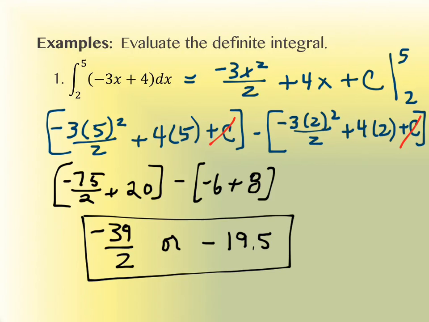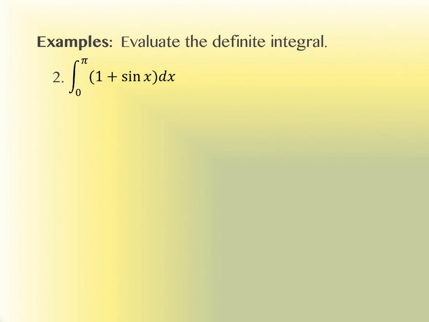All right, let's do another one. This one we're going to evaluate the definite integral, but we're working with something that has a sine value in it. So what is the antiderivative of the 1? That's x. And the antiderivative of sine? It is negative cosine of x.